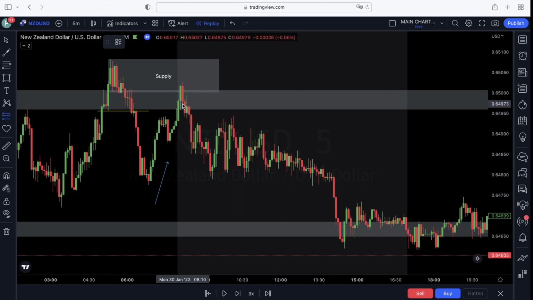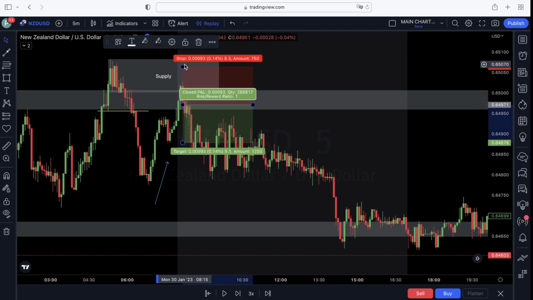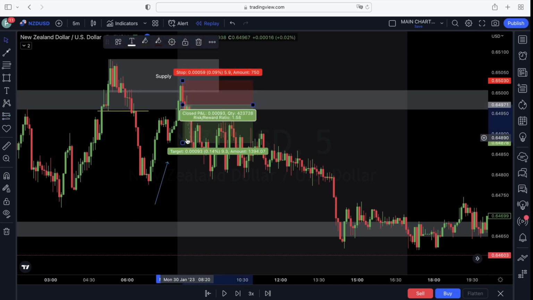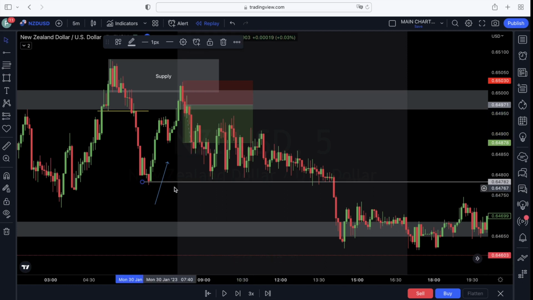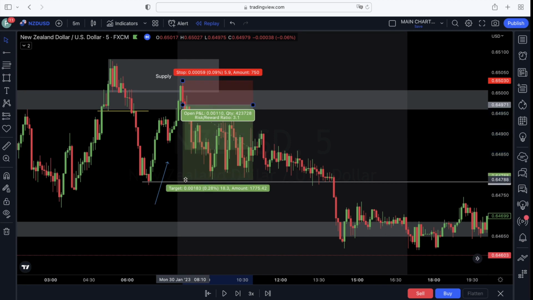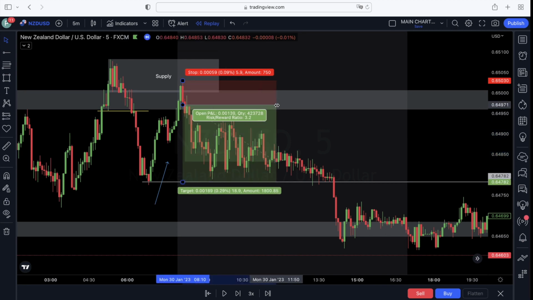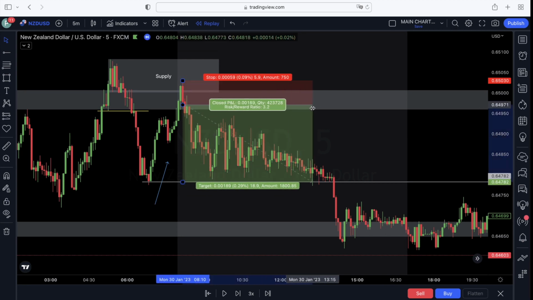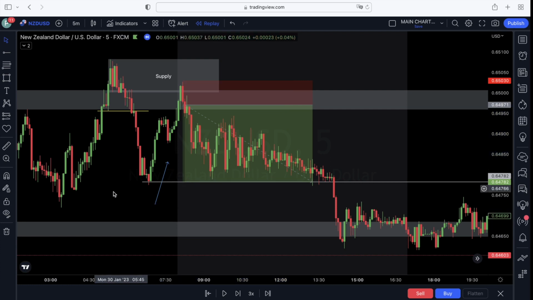Short position right below this last bearish candle. Put our stop loss right there. We would have been aiming for this area right here. Okay, took some time to get there, but it did. All day it took, but it did.